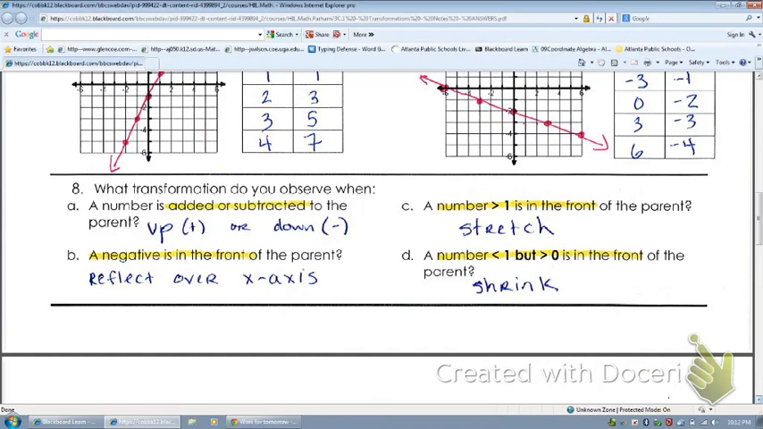All right, for C, we just talked about this. If a number is greater than 1, that means you're stretching, like a rubber band. Now, if a number is less than 1 but greater than 0, it means it's in between 0 and 1. That means you're shrinking. You're flattening out. The graph is going to flatten out. Make sure you have this copied down, because you're going to need this for your next assignment. So let's move to the next one.